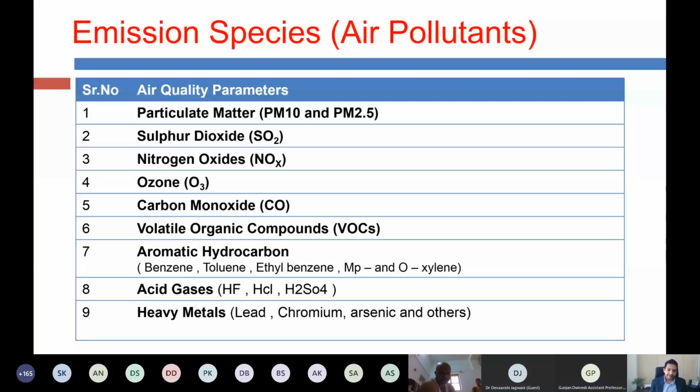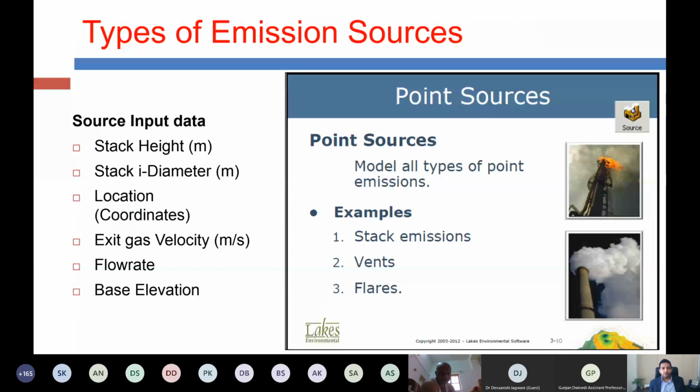Aromatic hydrocarbons, acid gases, and heavy metals. So yes, this is the representation of the point sources and the details that we would require to feed in. When we see the point sources, they are flares and industrial chimneys, and the details that need to be obtained are stack height, stack diameter, location coordinates, exit gas velocity, flow rate, base elevations, etc.